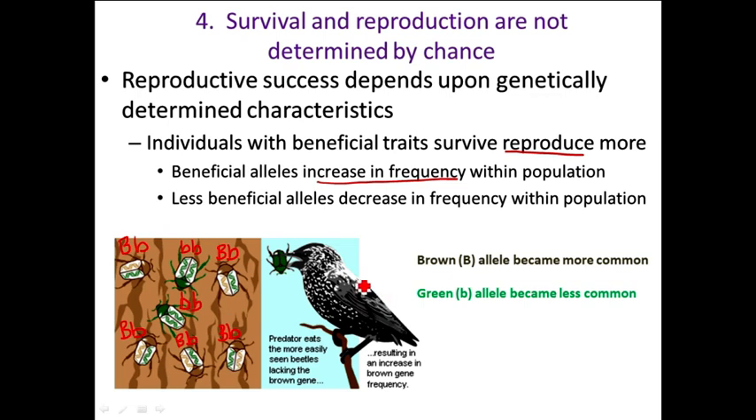Okay. So the idea is that if you have a predator, say, eating some more of the green beetles, then the brown beetles are going to become more common, and with that, the brown allele will become more common, and the green allele will become less common.